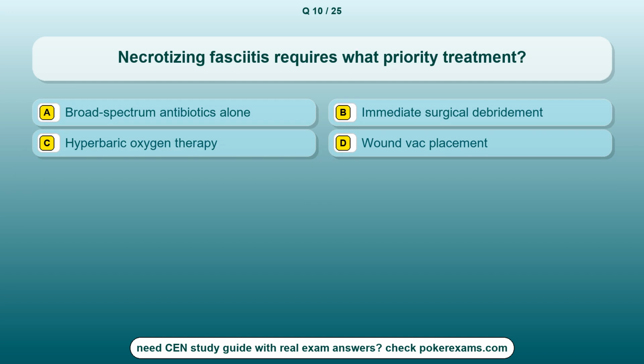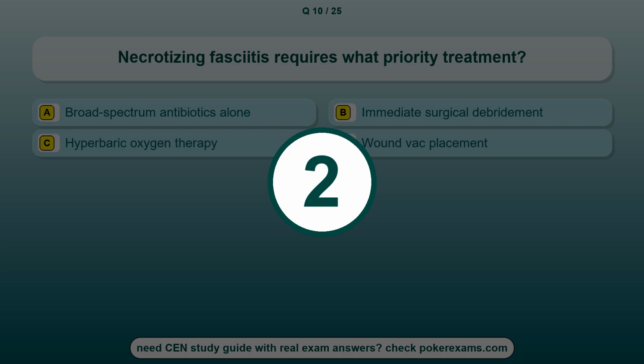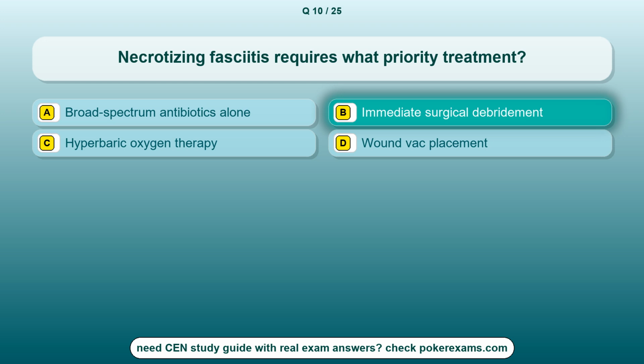Question 10. Necrotizing fasciitis requires what priority treatment? Option A, broad-spectrum antibiotics alone. Option B, immediate surgical debridement. Option C, hyperbaric oxygen therapy. Option D, wound vac placement. The correct answer is option B, immediate surgical debridement.